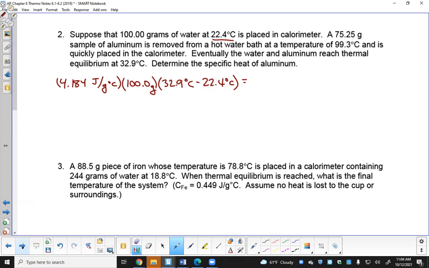We want to figure out, make sure you get the negative sign here, the specific heat of aluminum. I'll call it C of Al. When the mass of the aluminum is 75.25 grams, the final temperature is 32.9, and the initial was 99.3 degrees Celsius.